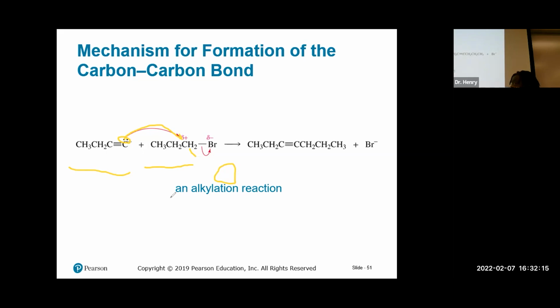Okay. So alkylation is just the addition of your hydrocarbon. Like if we said hydrogenation, that means you're adding hydrogen. Here we're just adding an alkyl group. Sorry.